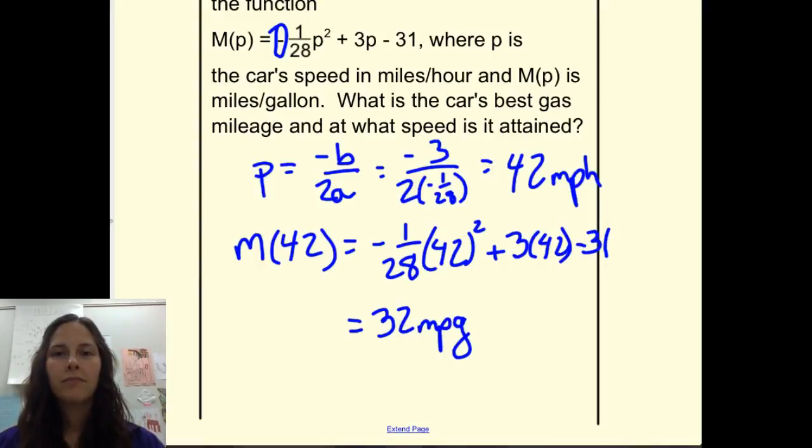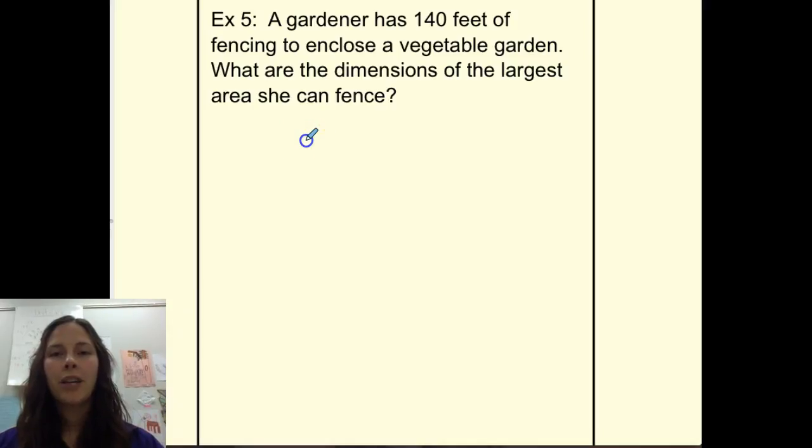Our last example, we are not given an equation, so we have to write it. We have 140 feet of fencing. That would be the perimeter of our vegetable garden. We want to know how to maximize the area of our garden.